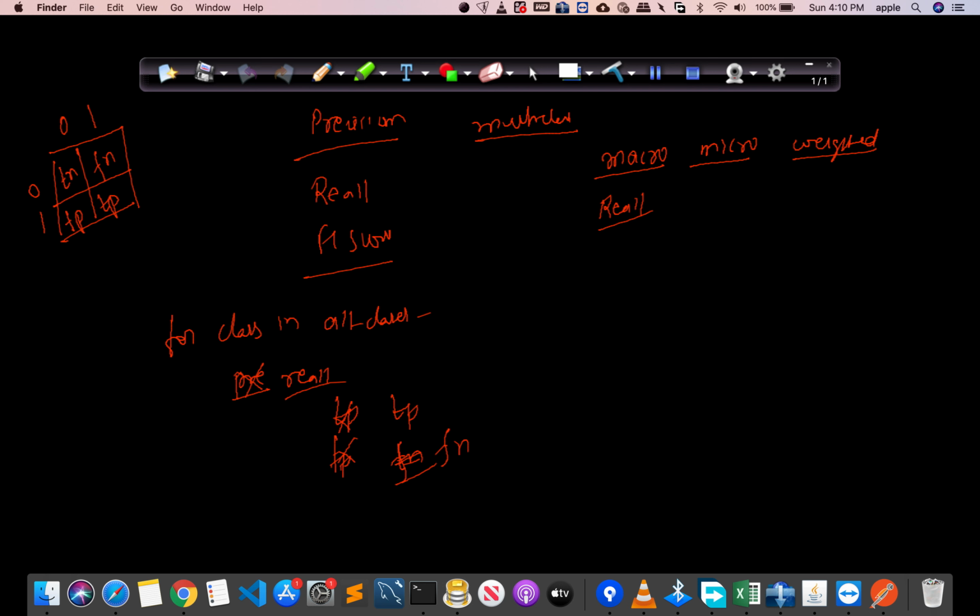So we have to calculate recall. Recall is true positive upon this column, so recall is true positive upon true positive plus false negative. So in the micro, instead of true positive and false positive, you have to calculate true positive and false negative. And in weighted, you have to calculate recall, multiply it with the number of data points in each class, and then finally divide by the total number of data points. So that was all of that.